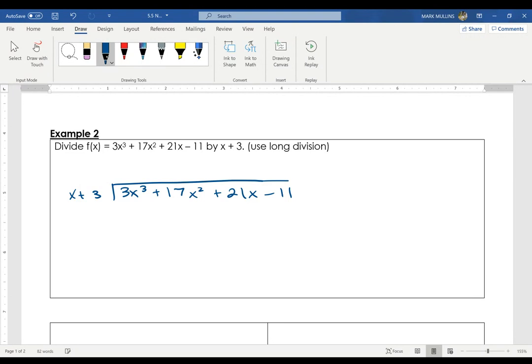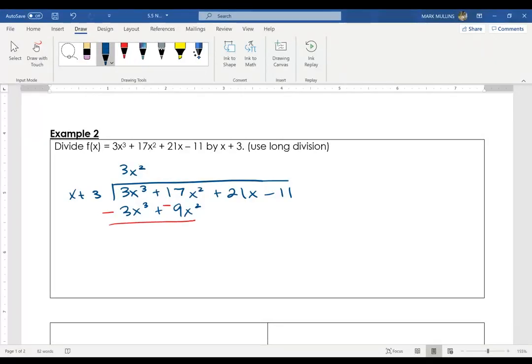So let's see, again, x, and we have to think about what would we multiply by to get 3x cubed? That would be a 3x squared. And then we take the 3x squared, we multiply it back by x plus 3. So 3x squared times x is 3x cubed. 3x squared times 3 is a 9x squared. And now remember, we are subtracting this whole thing. So if I'm subtracting this whole thing, I'm really subtracting the 3x cubed, and I'm subtracting the 9x squared.